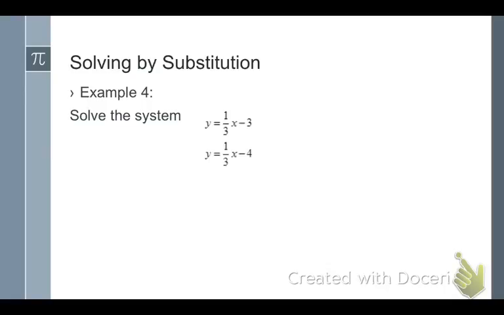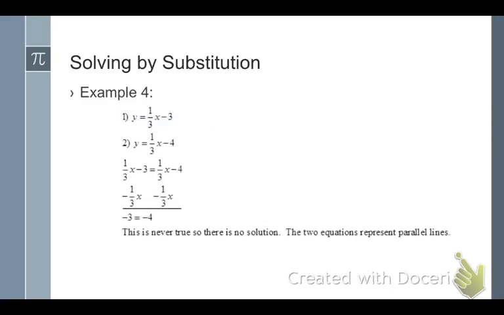Now, we saw this one in the graphing. But let's show what happens. We ended up getting parallel lines and no solution. But how does that come out in algebra? Well, I have equation 1 and equation 2. I'm taking the y value from equation 1, y is equal to 1/3 x minus 3, and replacing it for y in equation 2.